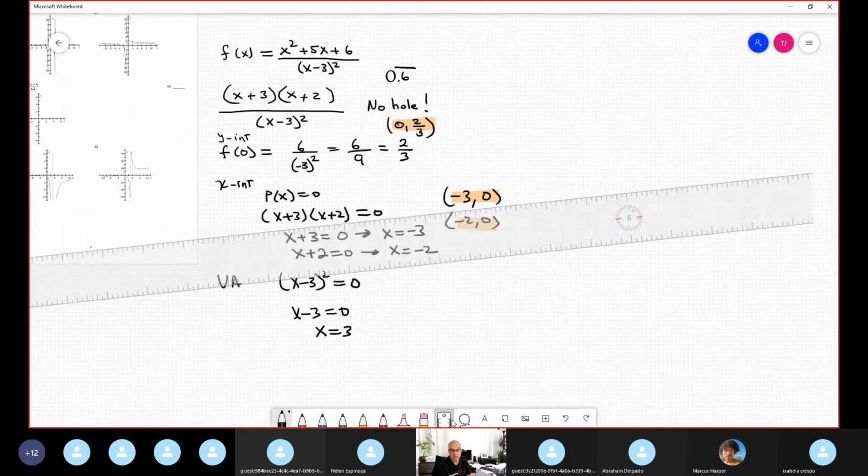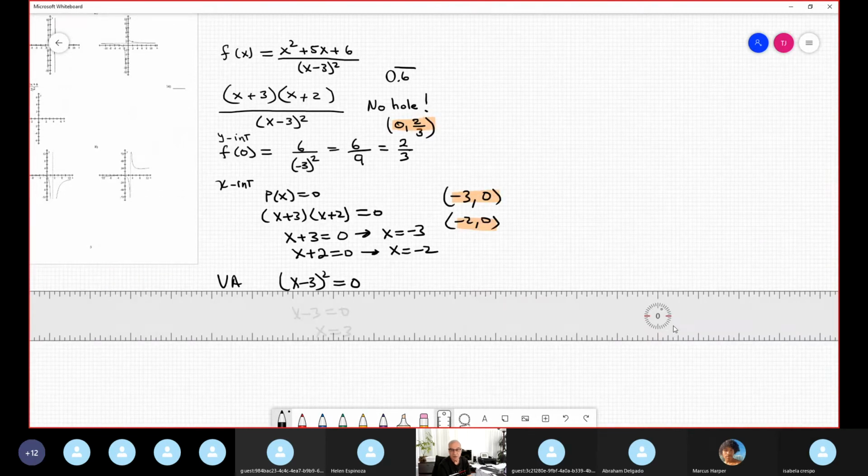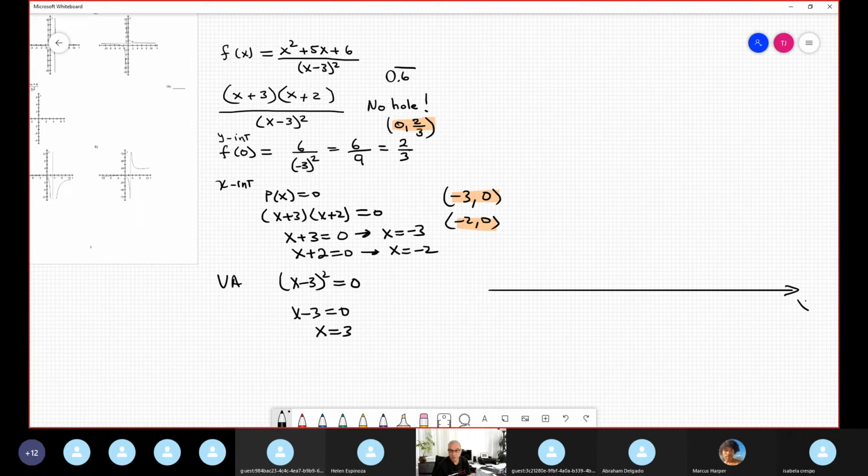Now we are ready to do at least the rough sketch. The rough sketch contains the x-axis. This is 0. You take that like a reference, no? Negative 1, negative 2. Here's a 0. And negative 3, this is another. And positive 3, 1, 2, 3 is a vertical asymptote. Only one.